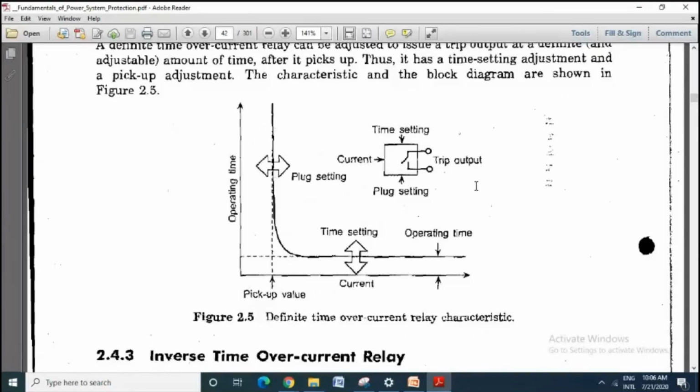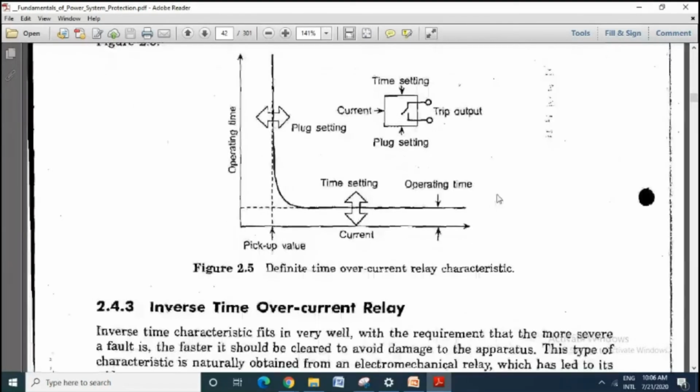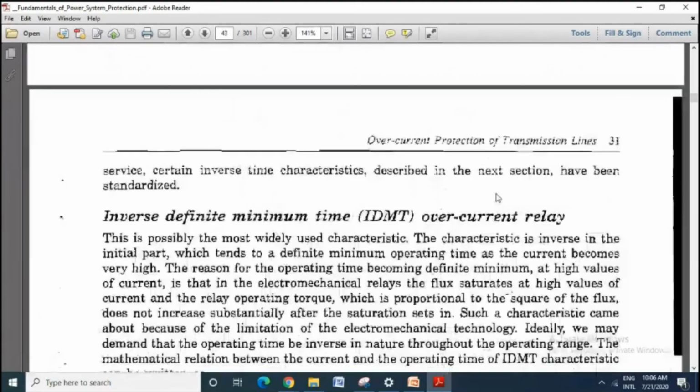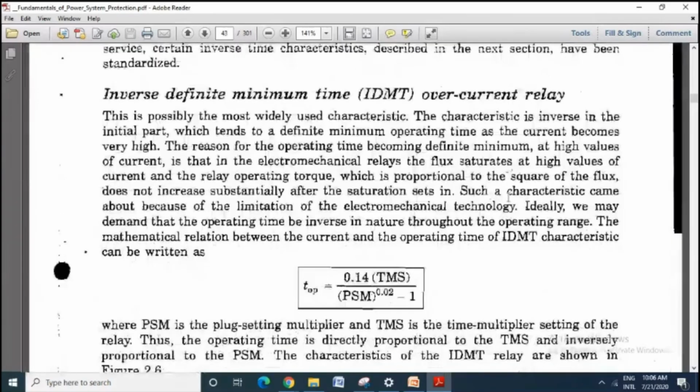And as we have discussed in the previous class, as the amount of current increases, the amount of damage it can make to the system will also increase. And hence what we want is that as the amount of current increases, the time of operation should reduce, or decrease. And that is what is written over here, right? That such a characteristic came about because of the limitation of the electromechanical technology, right?